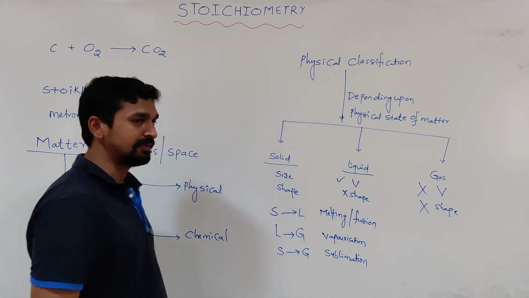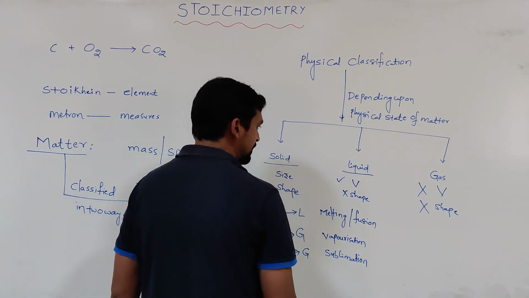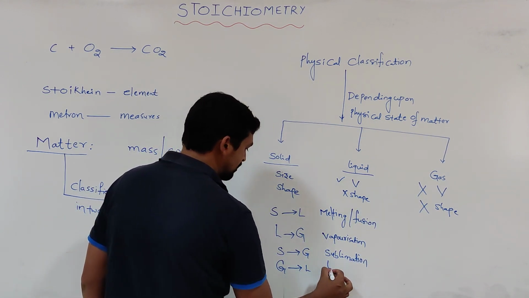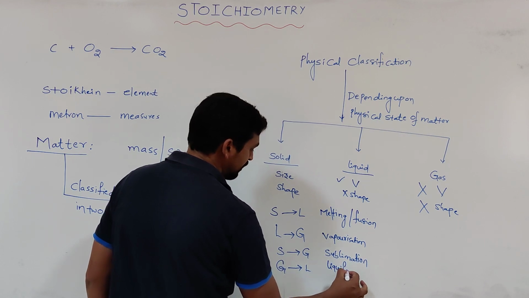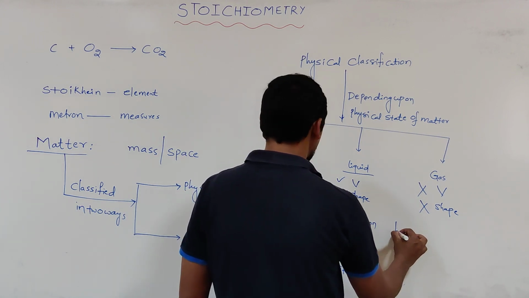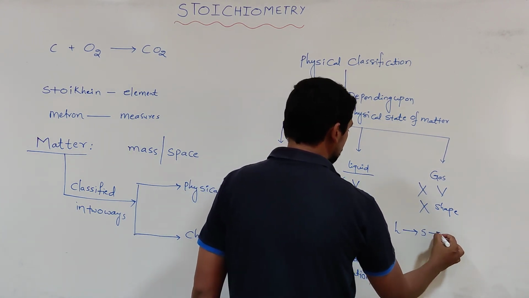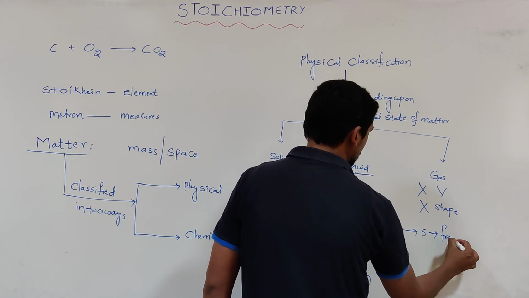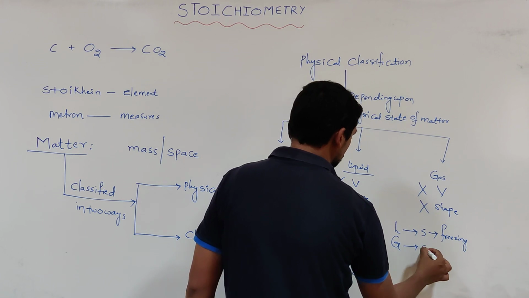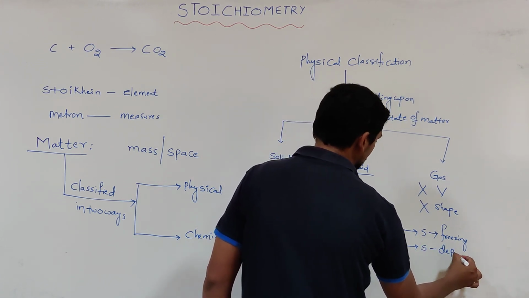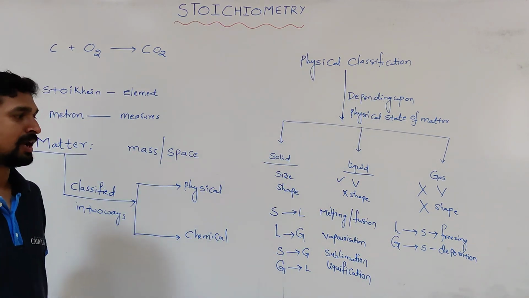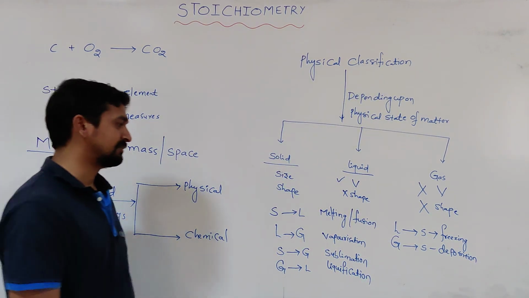Liquid to gas is vaporization. Solid to gas is sublimation. Then gas converted into the liquid state is called liquefaction. And liquid to solid is called freezing, and gas directly converted into solid is called deposition. So these are the different names of the processes that convert one physical state of a matter into another physical state of a matter.